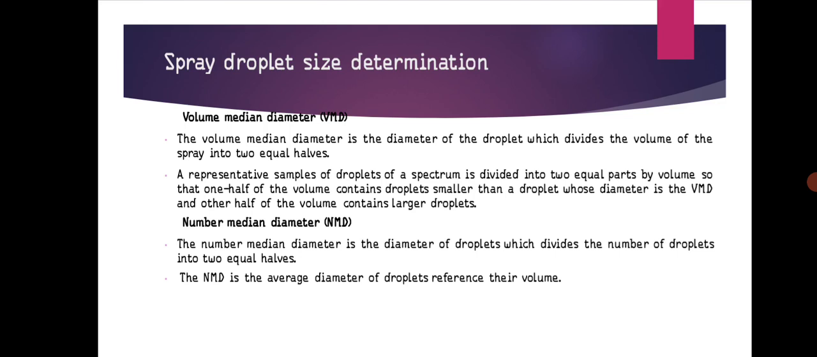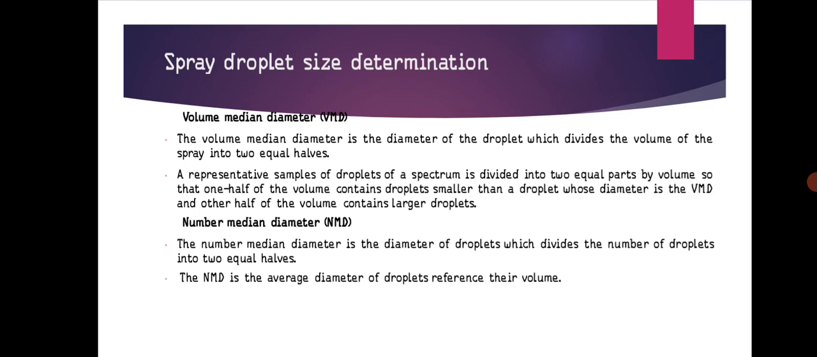Volume median diameter, VMD. It is the diameter of droplet which divides the volume of the spray into two equal halves. A representative sample of droplets of a spectrum is divided into two equal parts by volume, so that one half of the volume contains droplets smaller than a droplet whose diameter is the VMD and the other half of the volume contains larger droplets.